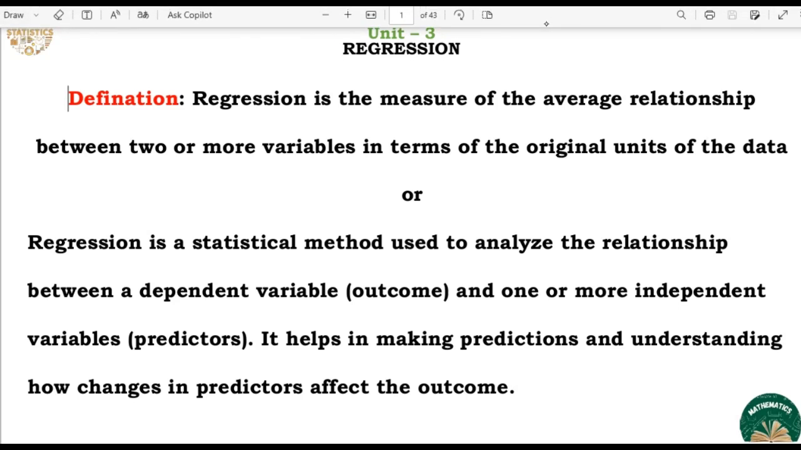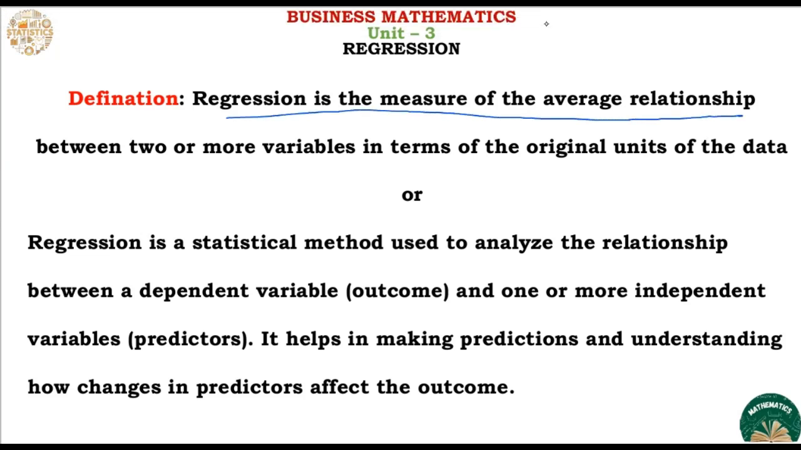What is meant by regression? Regression is a measure of the average relationship between two or more variables in terms of the original units of the data. So we are going to relate two or more variables and measure the average of their relationship. That is nothing but what is called regression.